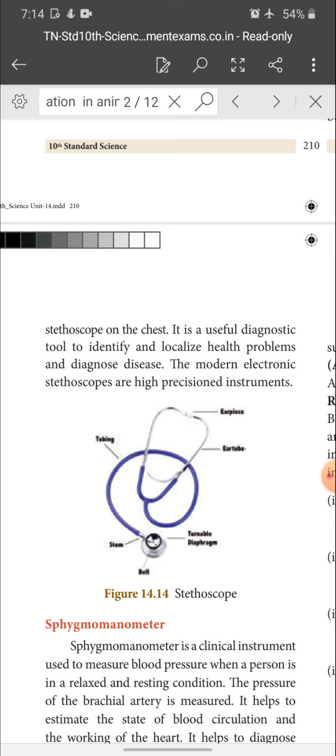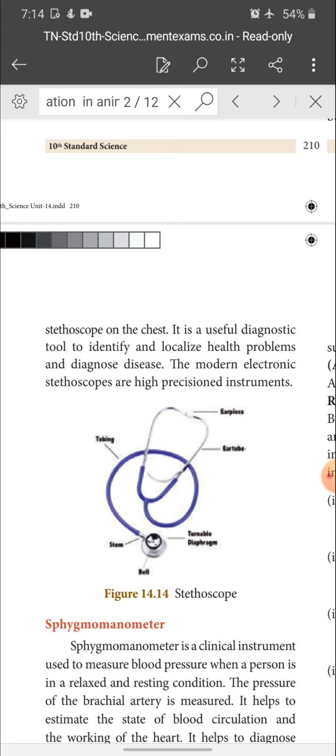And next, the sphygmomanometer. You know, children, this is also very familiar to you. Whenever you go to any hospital with your parents or any elders, you can occasionally watch the measuring of blood pressure, isn't it?